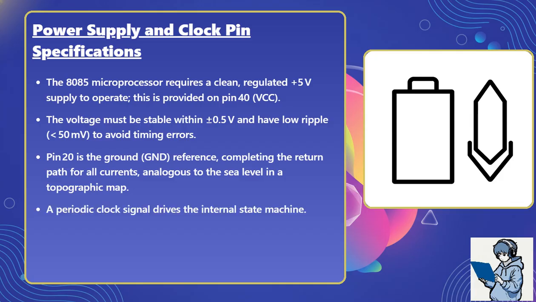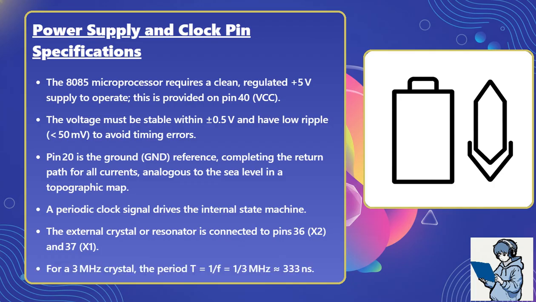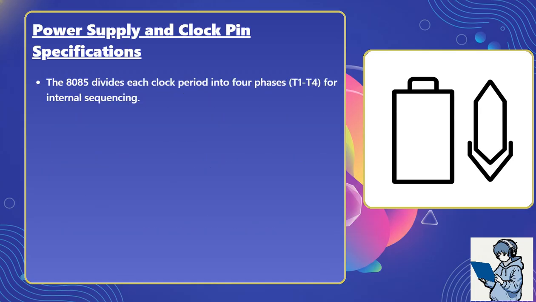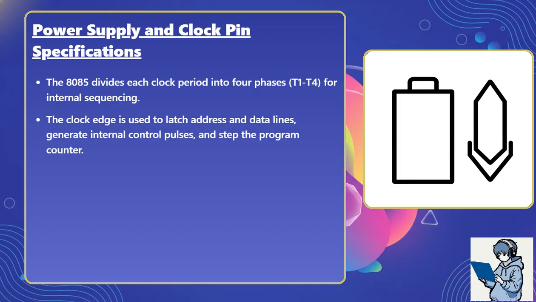A periodic clock signal drives the internal state machine. The external crystal or resonator is connected to pins 36 (X2) and 37 (X1). For a 3 MHz crystal, the period T equals 1 over F, equals 1 over 3 MHz, approximately 333 nanoseconds. The 8085 divides each clock period into 4 phases, T1 to T4, for internal sequencing. The clock edge is used to latch address and data lines, generate internal control pulses, and step the program counter.